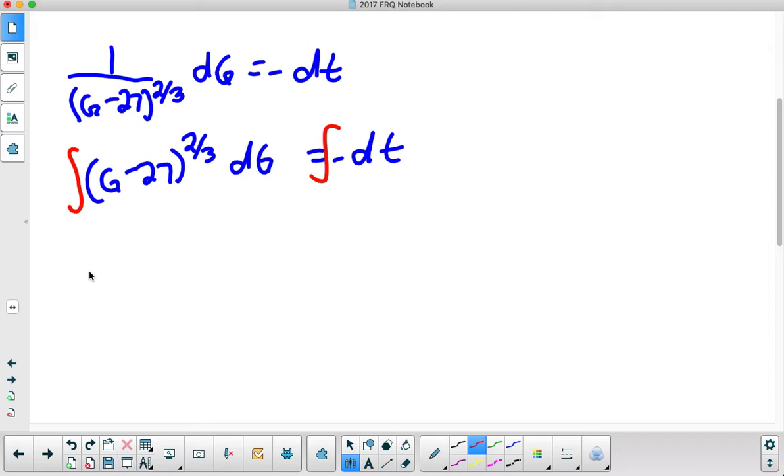So power of 2/3 means we're going to add 1 to it. Oops, I do recognize a problem here. I moved this up from the bottom and I forgot to make that a negative 2/3. All right, so that's good now. So add 1 to it. So g minus 27, add 1 to it. So that's 1/3. And then divide by 1/3.